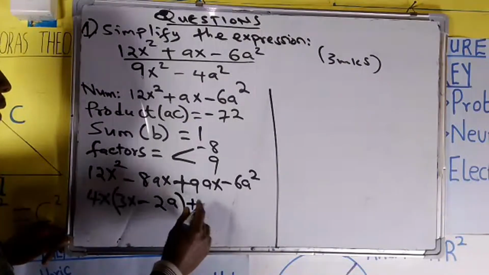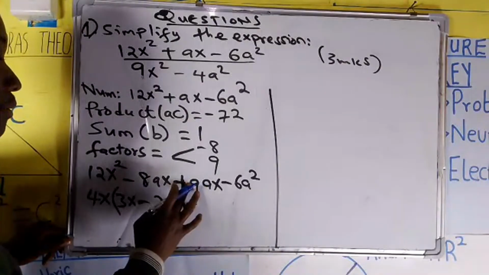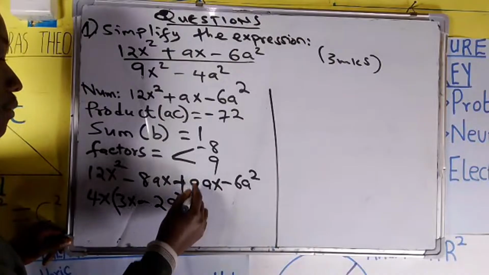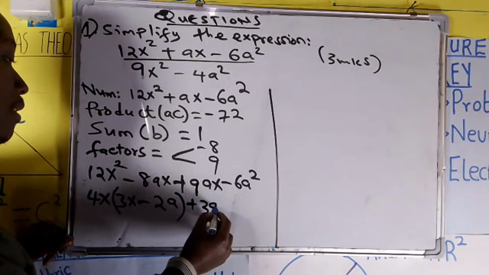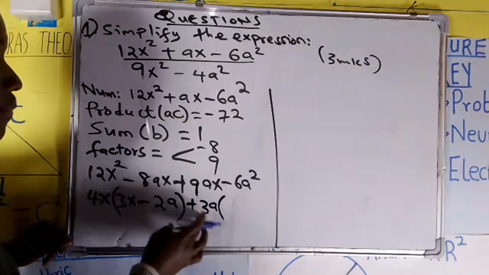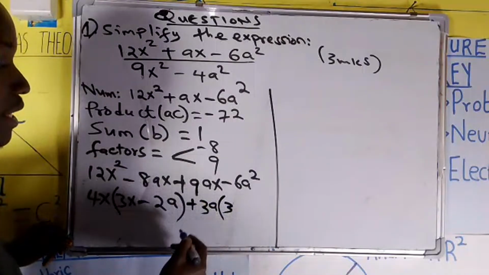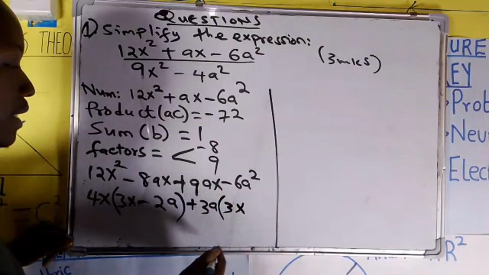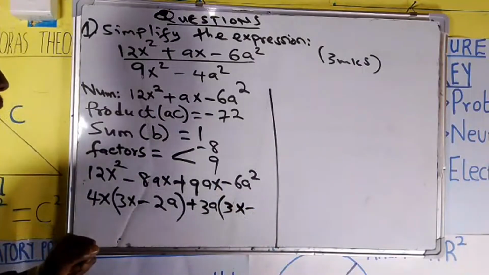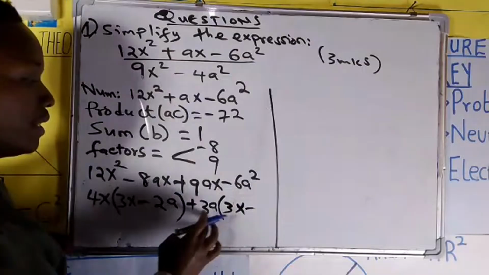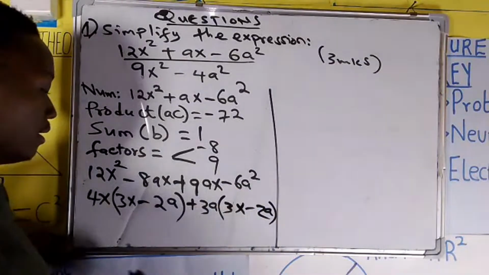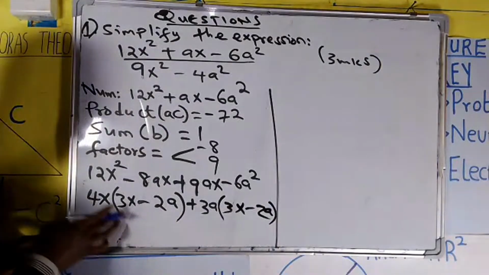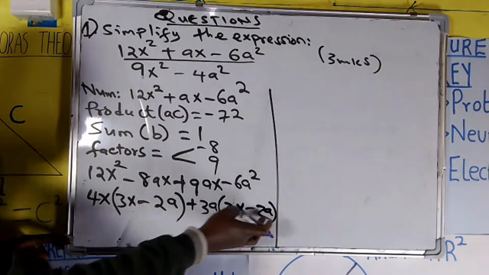Then plus, between 9 and 6, the common divisor should be 3a into bracket. For us to get 9, we need to have a 3 there. Then we need to have an x there. Then minus. For us to have 6a squared with 3a, we need 2, so that this will be 6. Then we need another a. So our numerator will be 3x minus 2a.